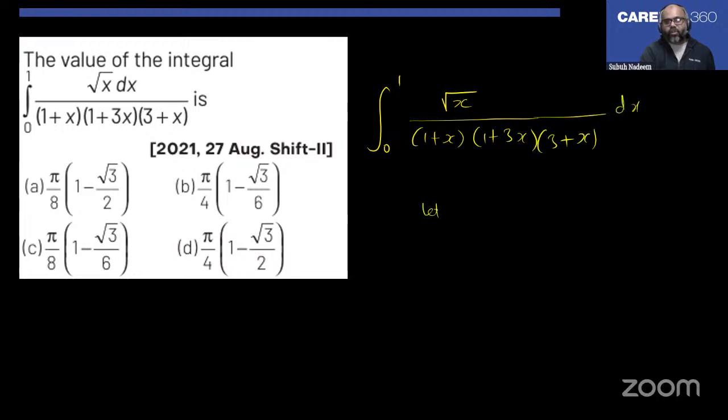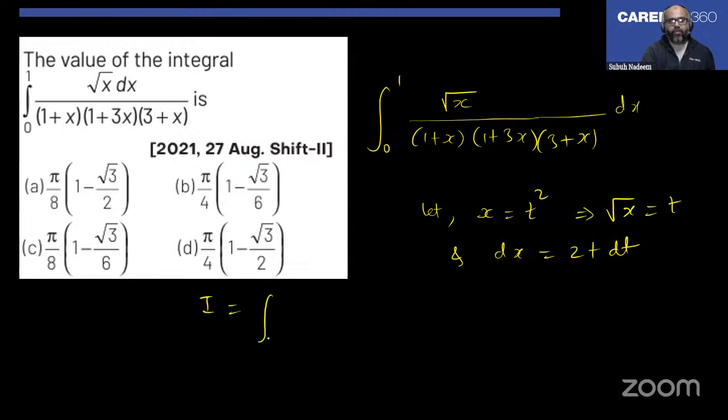So let us suppose that x is equal to t square, which means root x is equal to t, and this also means that dx is equal to 2t dt. So this integral will become, limit will also change. If you take x as 0, t will also be 0. Okay. If you take x as 1, t will also be 1. Fine.